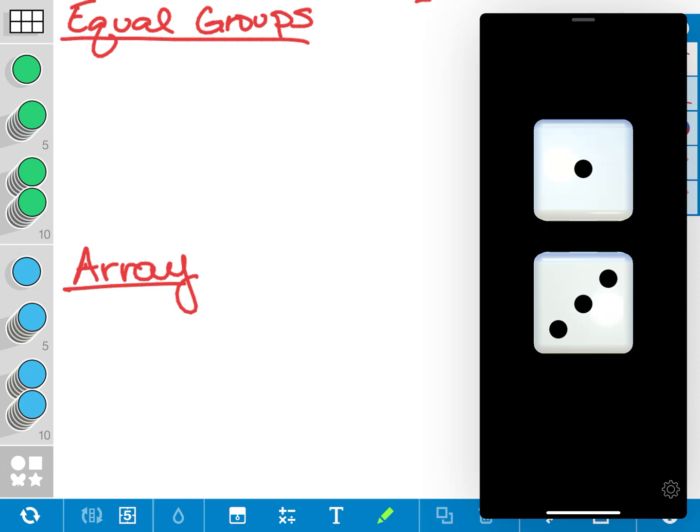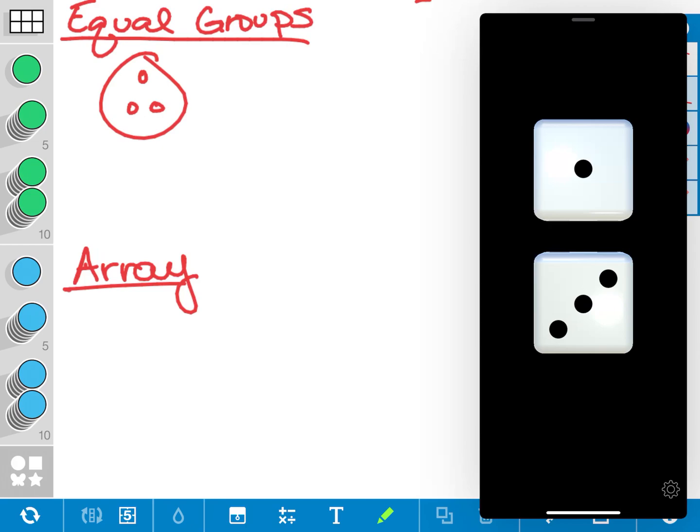So I rolled a 1 and a 3. So I'm going to think of that as 1 equal group of 3. Now what would that look like? If I were to draw that, I could just draw 1 group of 3.